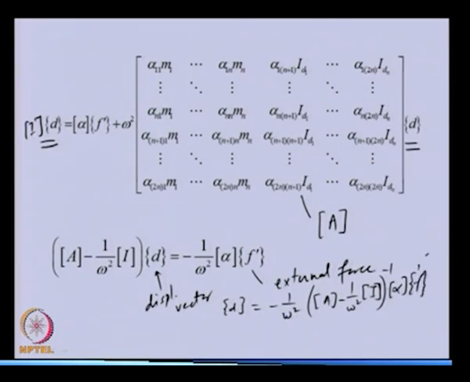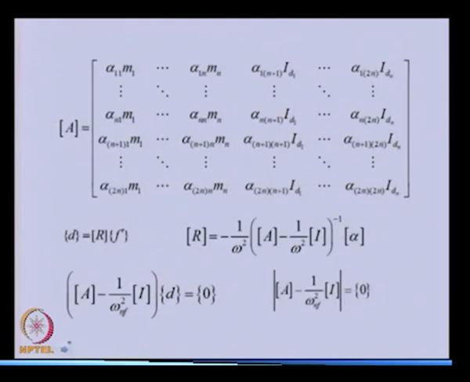So, this particular equation is this one, which is written in more compact form, and this A matrix is given by this. So, for various angular speeds, if we know the force values, we can get the displacement, and this is the forced vibration case.